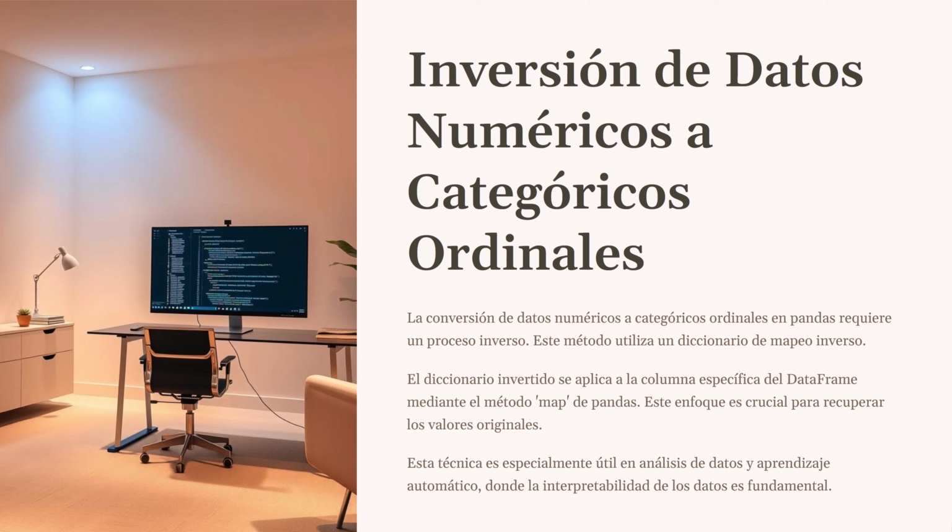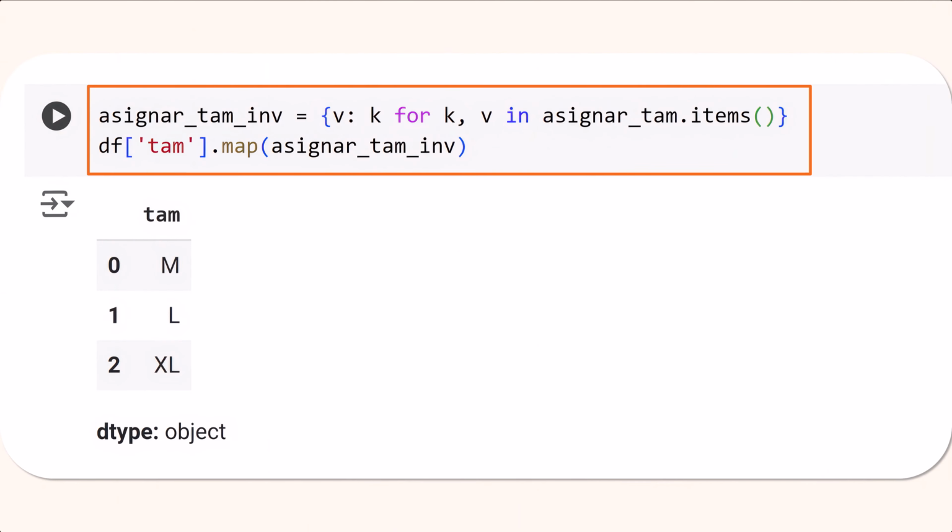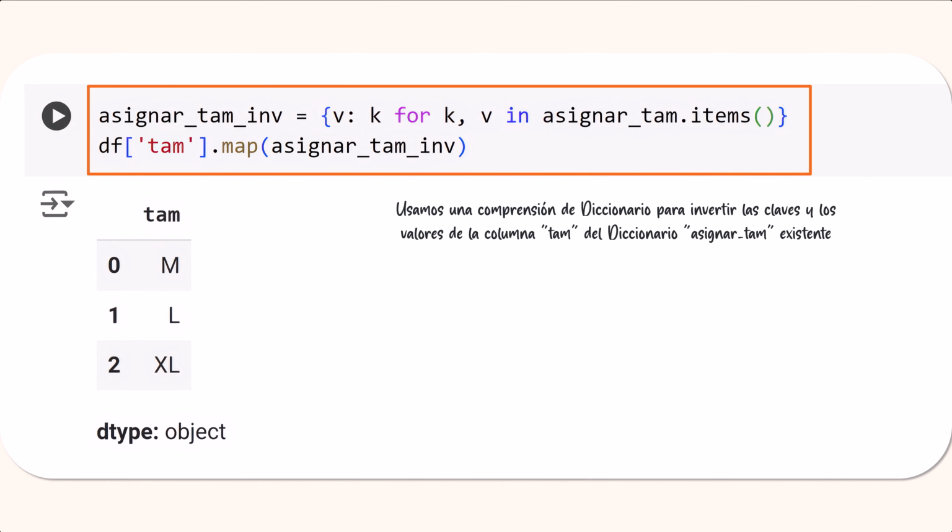If we want to convert this data, which are now numerical, back to their original string form as categorical ordinal values, we can define what is called an inverse mapping dictionary. Once the dictionary is inverted, we can pass it back to the map method of pandas for the specific column of the data frame we are inverting. Here we see the code where we do it using a dictionary comprehension, which allows us to invert the keys and values of the original dictionary, which is assign.